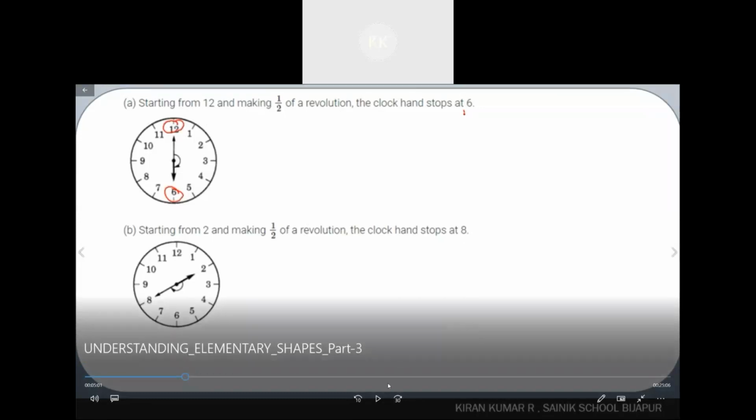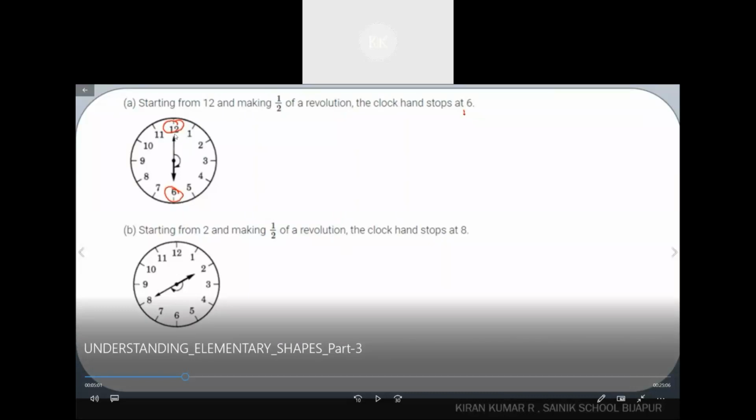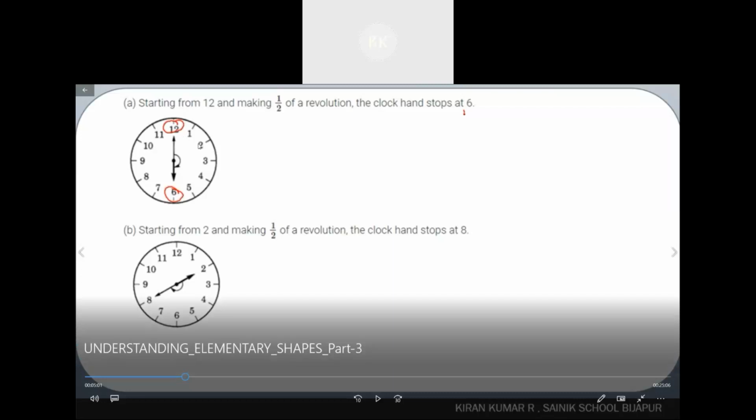Sir, I have a doubt: how many 12s are there in 24? In 24 hours, how many 12s will come? Two 12s will come in 24 hours, because it has to start from here and again complete, ending at this point 2 times. So 12 will come 2 times, 1 will come 2 times. Each hour will come 2 times.